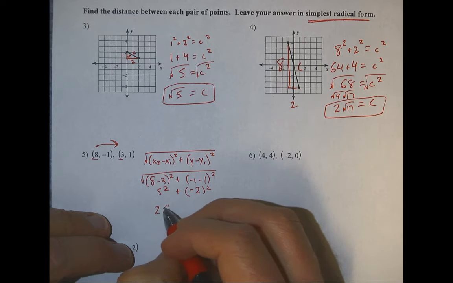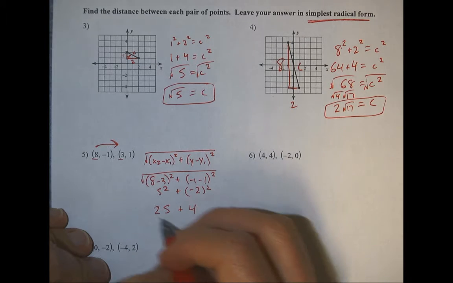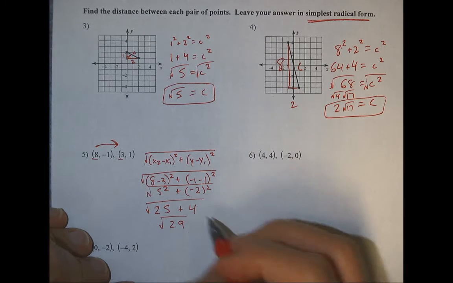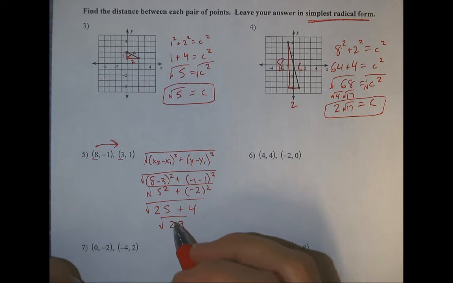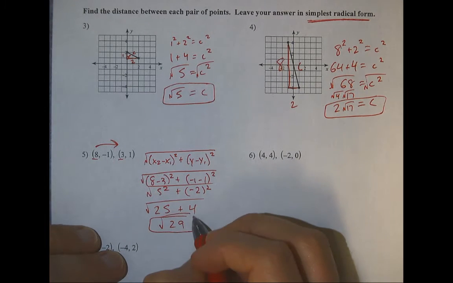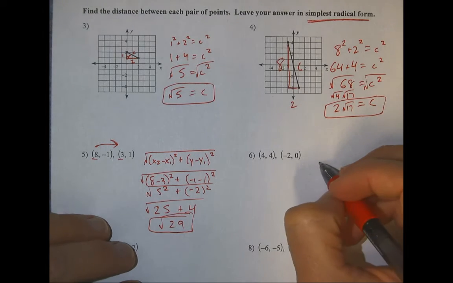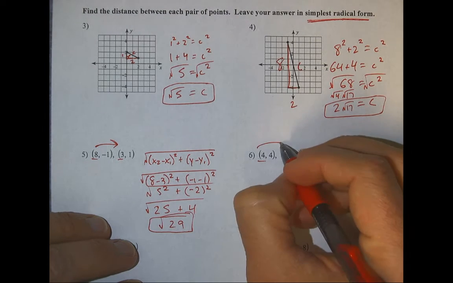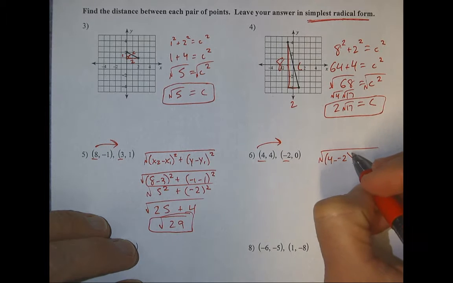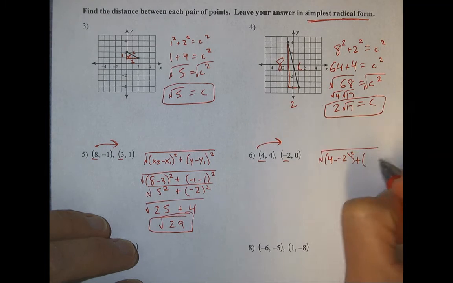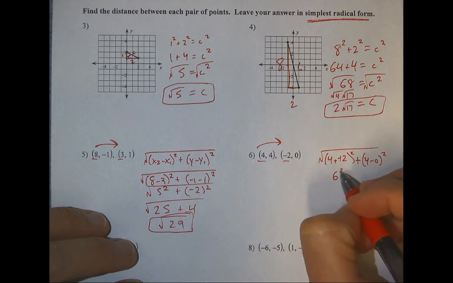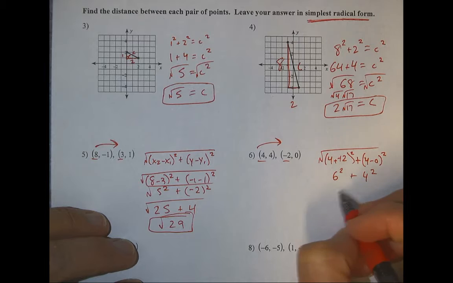So we get 25 plus 4, and that's, of course, 29, and all of this is still underneath the square root. And we're going to look and see, does 4 fit in, does 9 fit in, does 16 fit in? And the answer is no, no, no, no, no. And so this is in simplest radical form. It's done. All right, subtract my x's. I'm going this direction. 4 minus -2 squared plus 4 minus 0. So this goes plus plus. So 6 squared plus 4 squared.